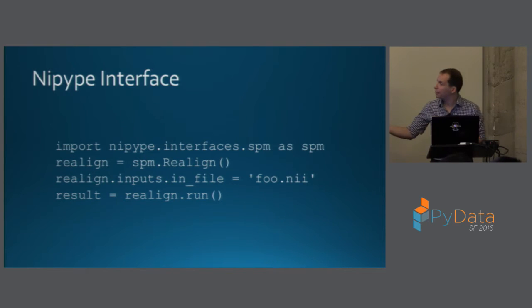And I can do the same for a different interface. And this one does realignment, which is basically motion correction. So you have many, many different volumes, and you want to correct them so they would all be aligned together. As you can see, it's the same scheme: instance of an object, set inputs, and then call run.